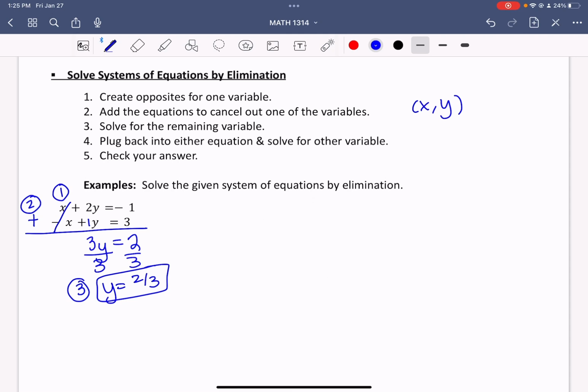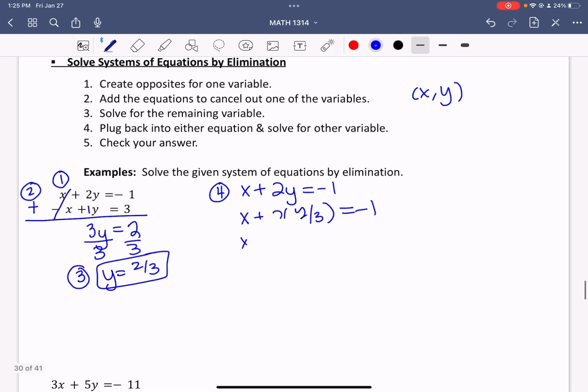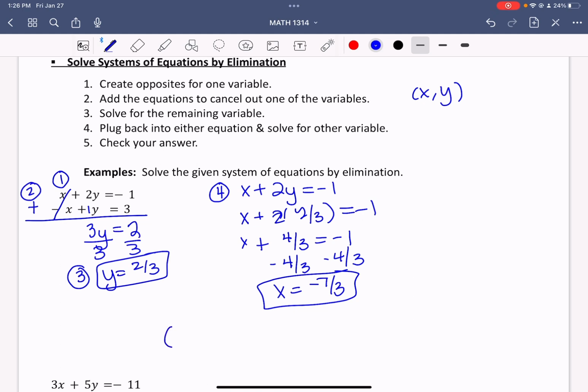Step number 4 says plug back into either equation and solve for the other variable. So I'm just going to plug back into my top equation, not for any reason, but that it was listed top. So I have x plus 2 times 2/3 equal to -1. X plus 2 times 2/3 gives me 4/3 equal to -1. And then I can subtract 4/3 over. So x is equal to -1 minus 4/3, which is -7/3.